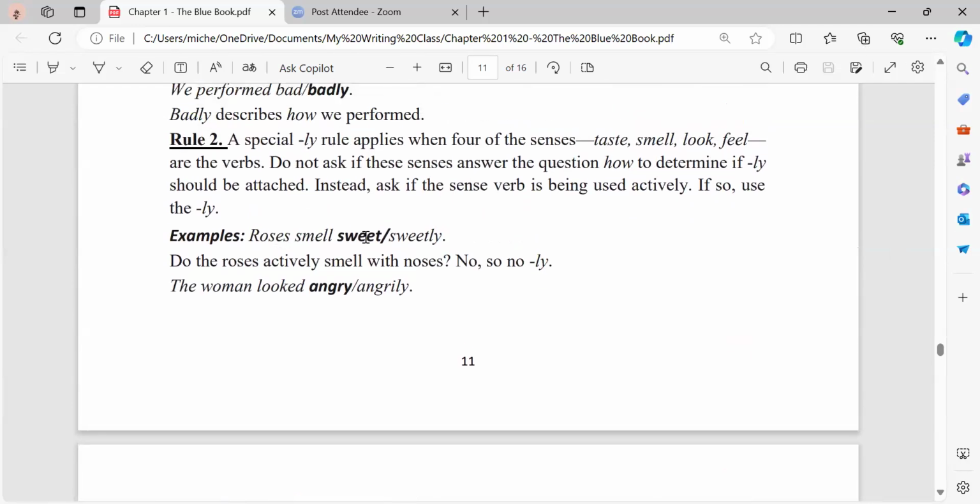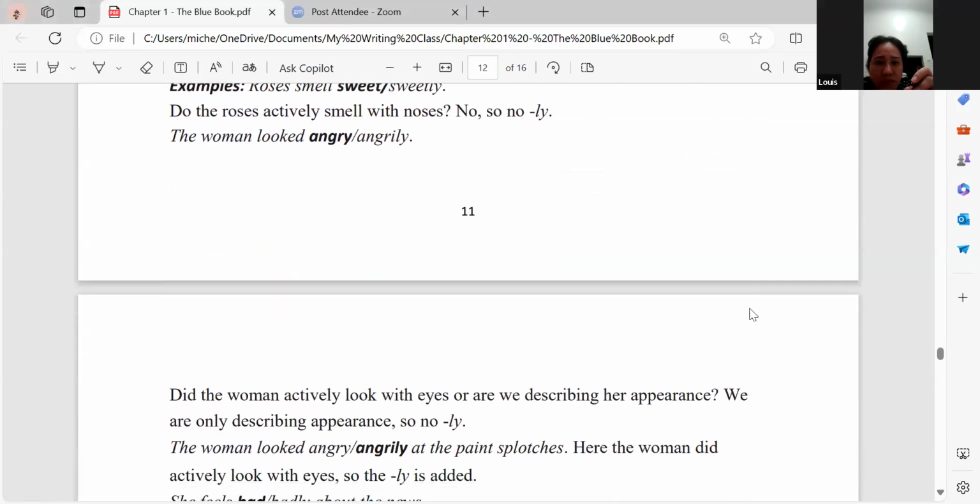Example number one, roses smell sweet, or sweetly. Now we have to ask ourselves this: do the roses actively smell with noses? No. So no ly. This is a note to self: if the sense verb is being used actively, we use the ly. But if it's not, then do not use one. So roses smell sweet. We just describe that the roses smell sweet. They do not actively smell, and also no ly at the back. So it's sweet.